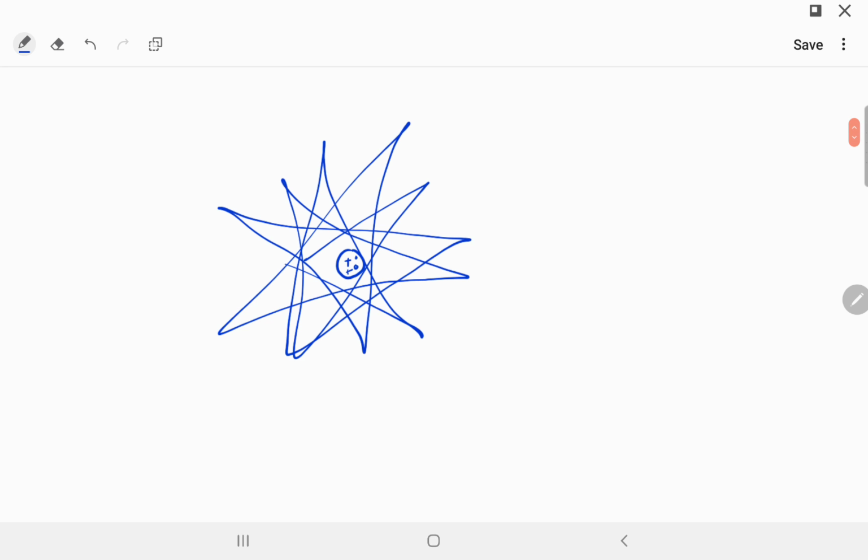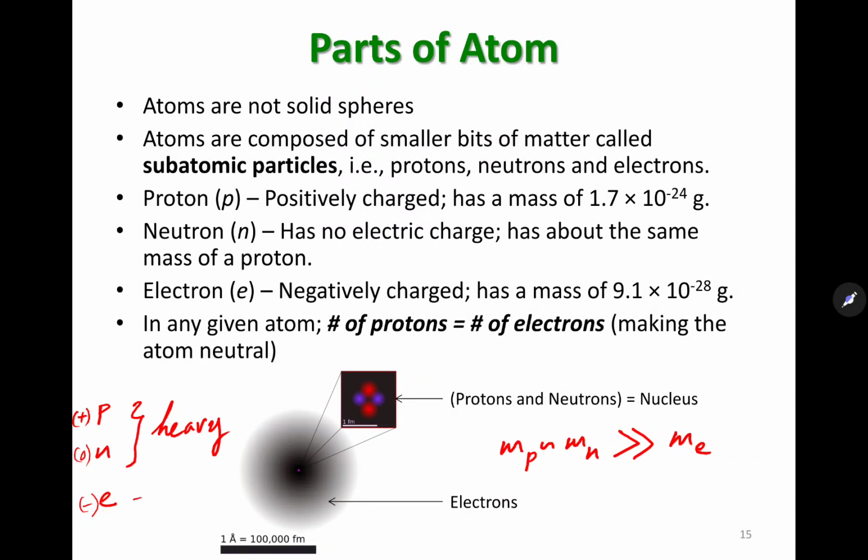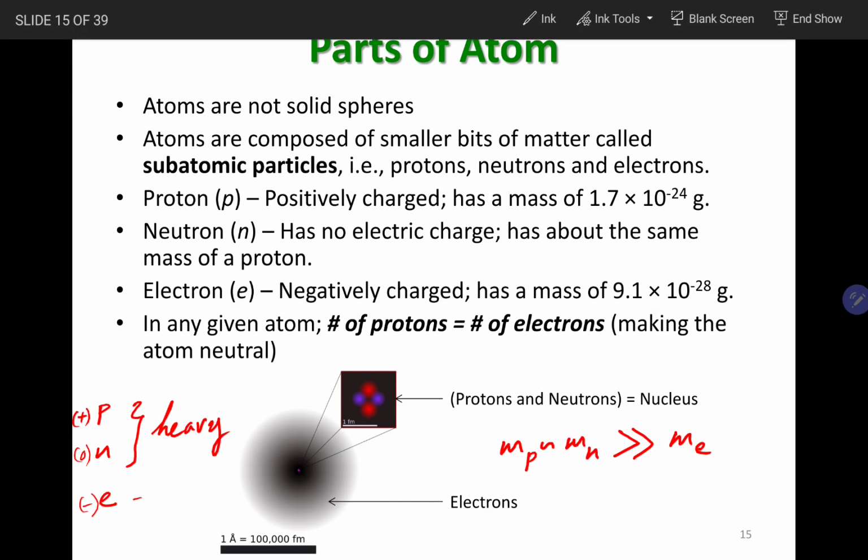Even though this looks like, I mean, this is nothing compared to a sphere, right? So atoms are not solid spheres. In fact, they have a more dynamic structure. And also the actual structure is even different than what I showed you.